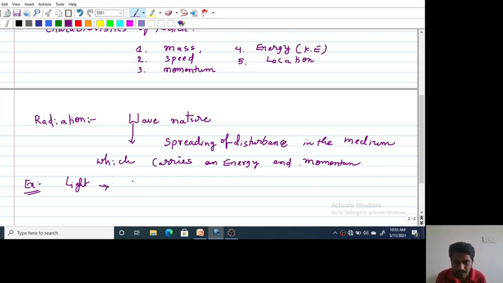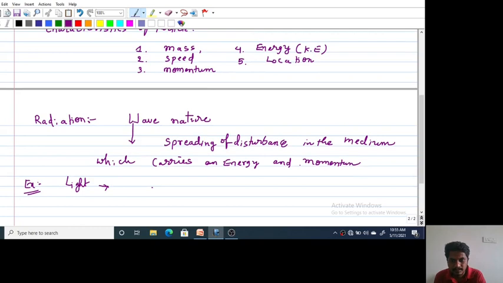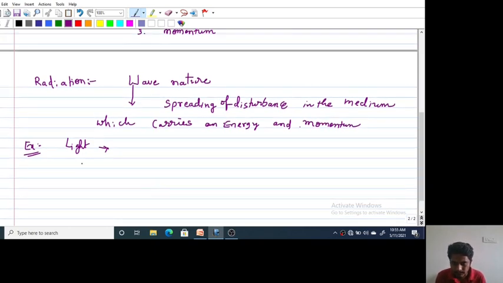And what are the characteristic properties of wave?